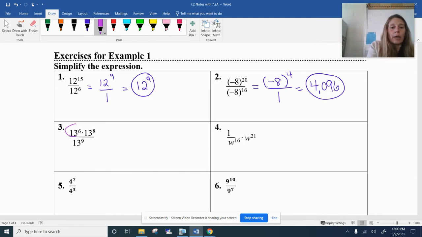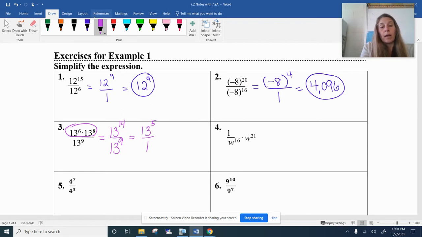Okay, then number 3, 13 and 13. So I can add my exponents since I'm multiplying those, and that would give me 13 to the 14th power, and then the 13 to the 9th on the bottom. And now we can do the subtraction, leaving us with 13 to the 5th. And that would probably be a pretty big number if you do it on your calculator, so I'm just going to leave it in this exponent form.